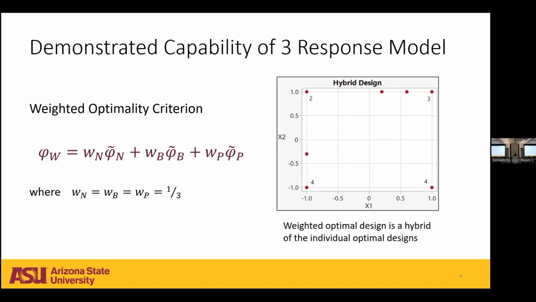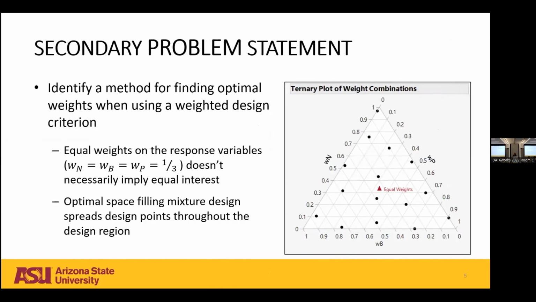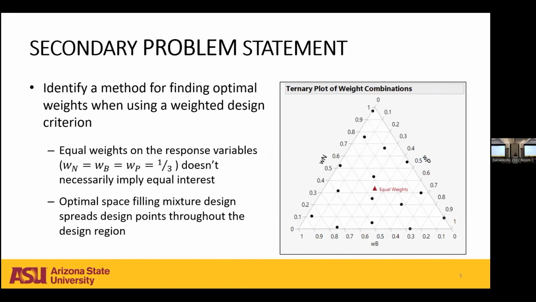But common challenges associated with a weighted optimality criterion include choosing the weights and then interpreting those weights. So equal weights on the response variables doesn't necessarily imply equal interest, which leads to a secondary problem statement, identifying a method for finding optimal weights when using a weighted design criterion.